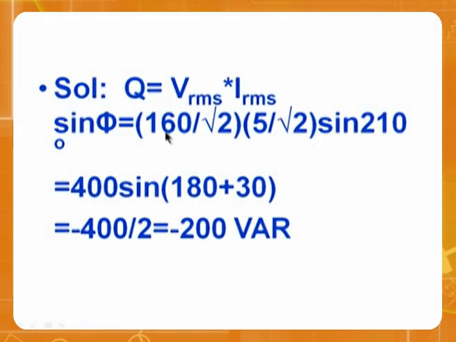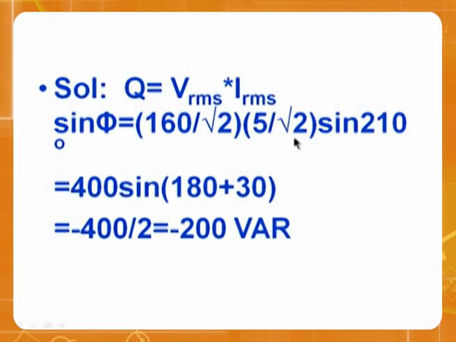So come with me to the solution. Please follow me. 160 by root 2, because I am calculating RMS power. Please understand. By default, AC means we take RMS powers. So 160 by root 2, 5 by root 2, sine 210. Why is 210 given? Observe that. What's the meaning of that 210?